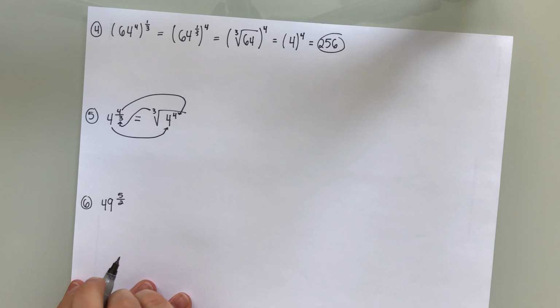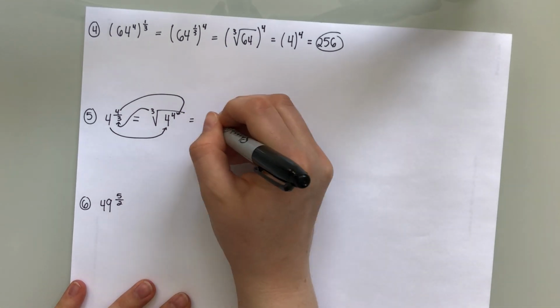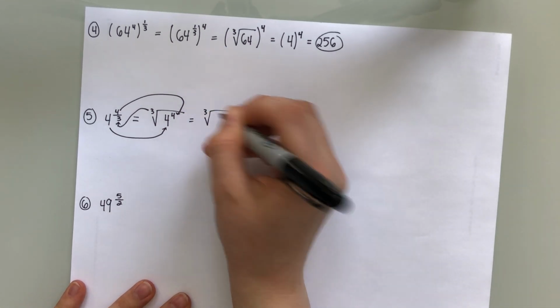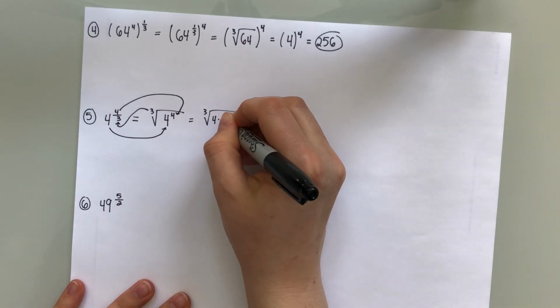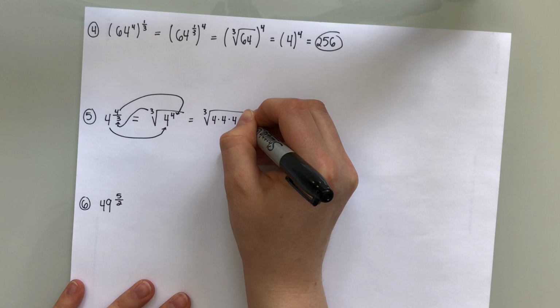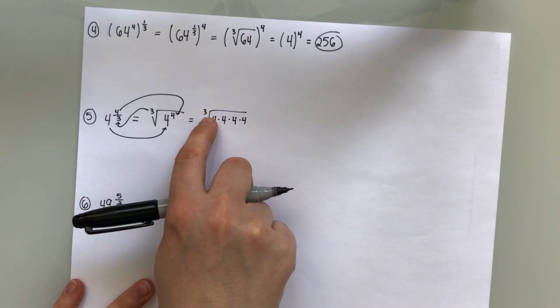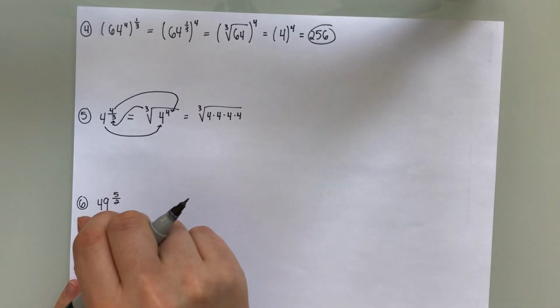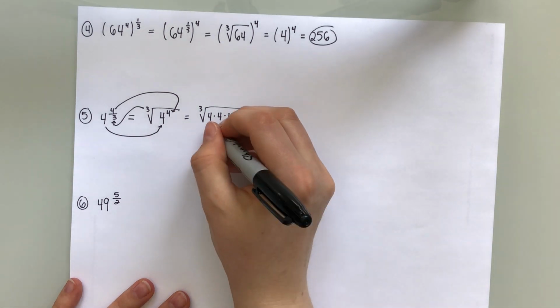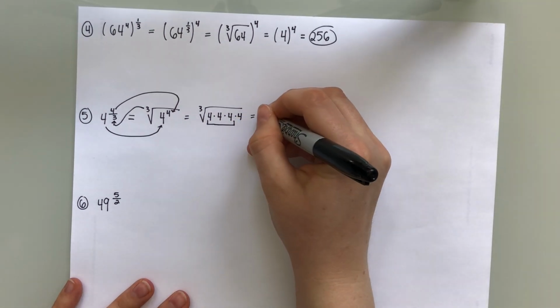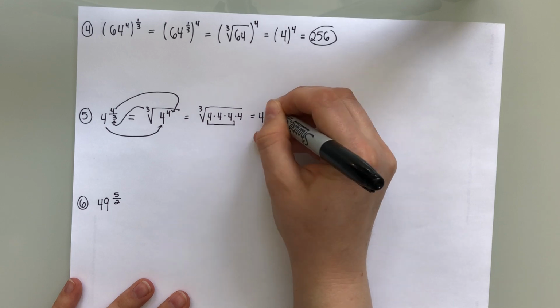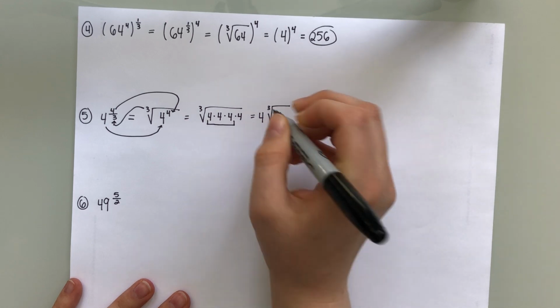So now what I'm going to do is try to simplify this. So I have the cube root of 4 to the 4th. I'm going to rewrite that 4 to the 4th as 4 times 4 times 4 times 4. Because it is a cube root, I need 3 of the same thing to take it out. If you look, I have 1, 2, 3, 4s right there. So I'm going to take out a 4, and I'm left with cube root of 4.